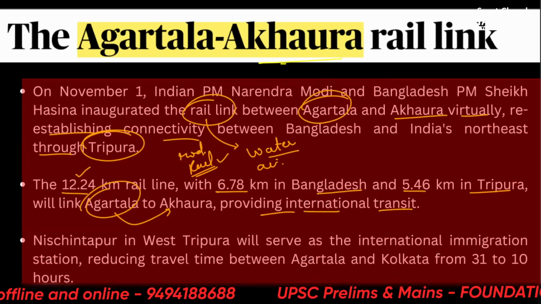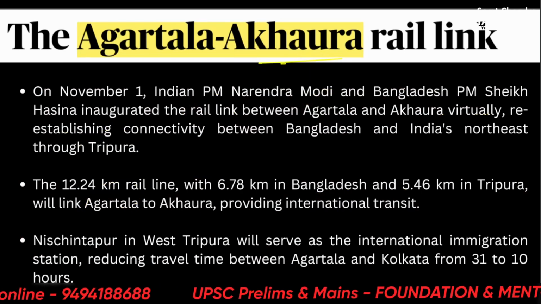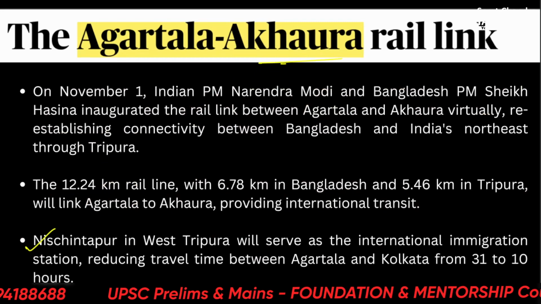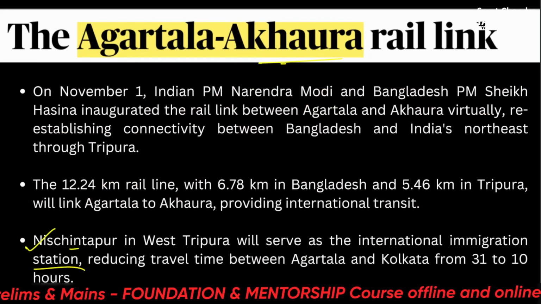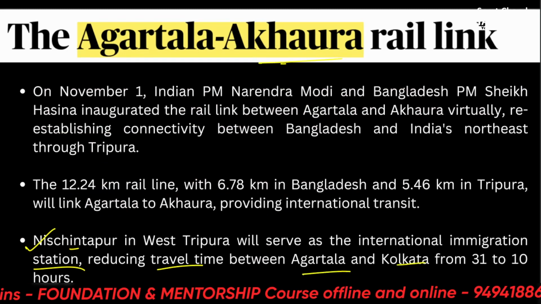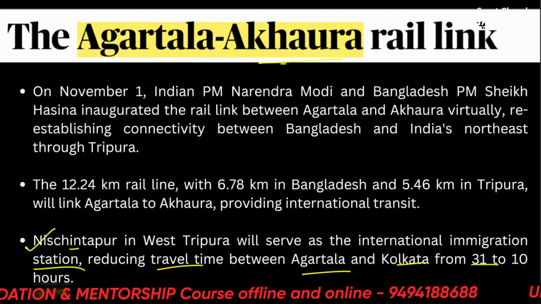It will be more clear when we see it on the map. Nishchintapur in West Tripura will serve as an international immigration station, reducing travel time between Agartala and Kolkata from 31 to 10 hours. So let's see this.